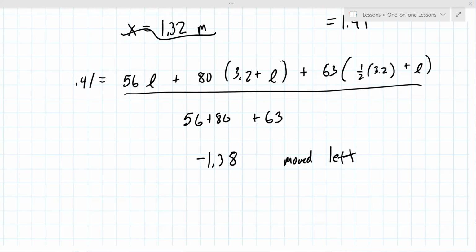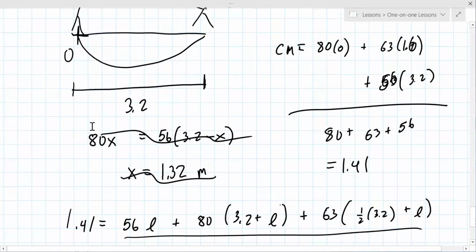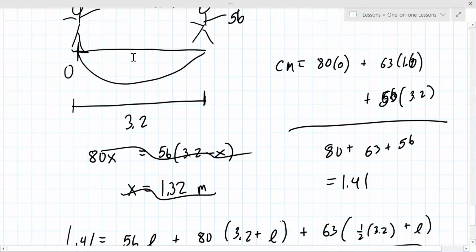Oh, I have the wrong number. I'm supposed to use 1.41. That will change the answer significantly. Okay, try 0.38. Or I guess the distance it moves is just 0.38, just positive. That works. And it moved in the direction of the 80 kilogram person, since I had the 80 guy on the left.